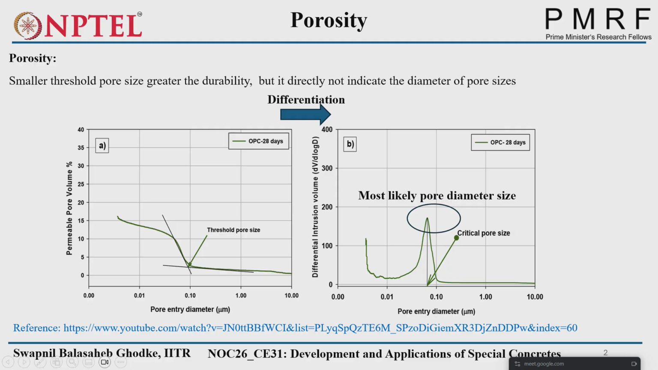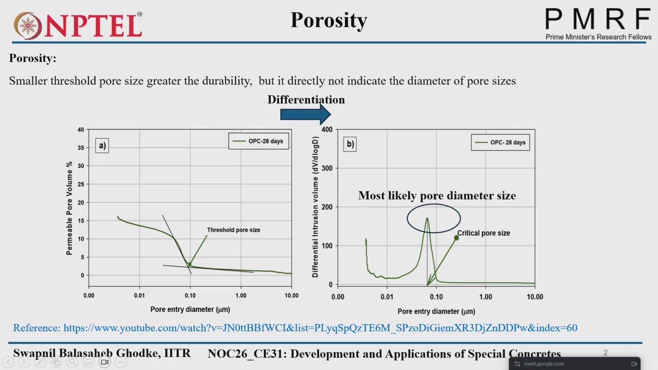So what does it indicate? The smaller the threshold pore size, the greater the durability. Smaller pore size means there is less possibility of hazardous material entering the concrete, so we have greater durability. But it does not directly indicate the pore diameter. For that, we have to differentiate this plot. Once differentiated, we get this peak, and corresponding to that peak we get the critical pore size and also the differential intrusion pore volume.